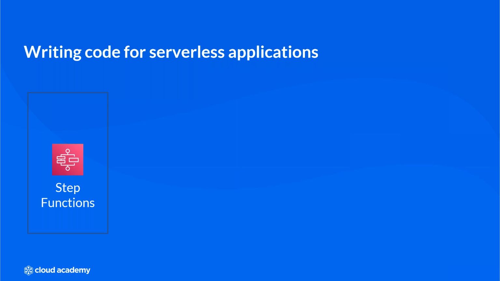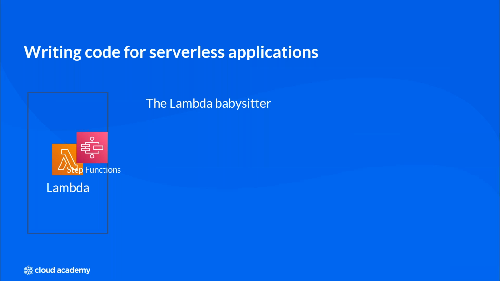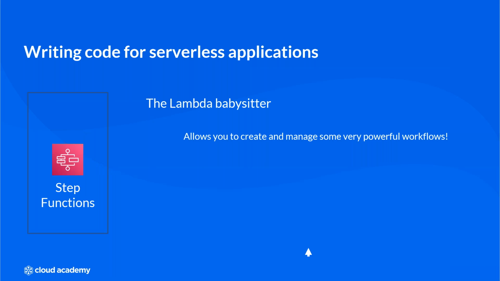Okay, so that brings us to the other side of that strange three-headed hydra we looked at earlier, which is step functions. All of that before was talking about Lambda. Lambda is cool. It lets you do things like a function as a service model, nano services. But one of the problems with Lambda is it doesn't always want to behave the way you want it to behave. So we've got step functions here, which is Lambda's babysitter. Shh, it's all Lambda underneath. Don't tell anybody. And what it does is it allows you to create and manage very powerful workflows.